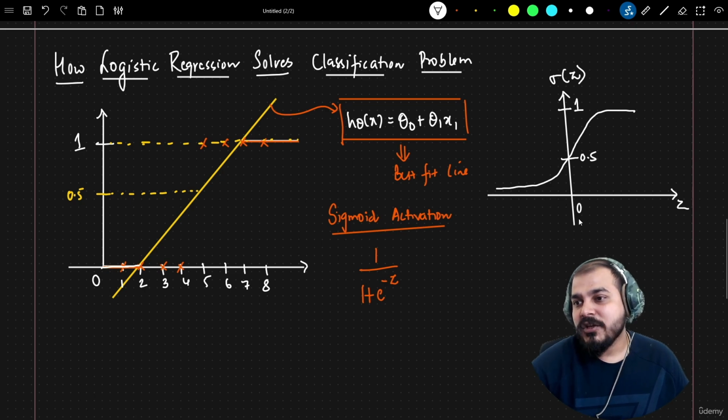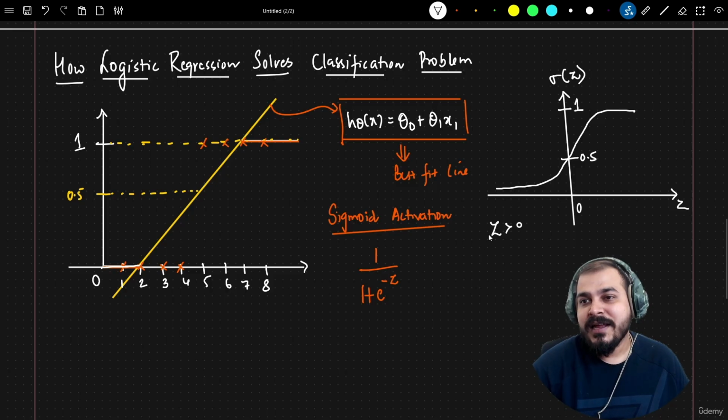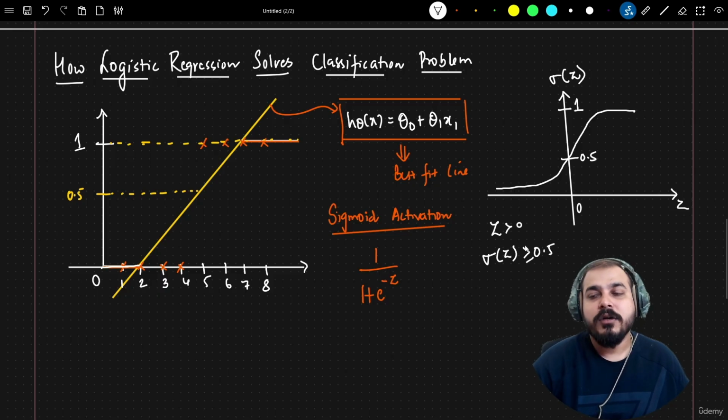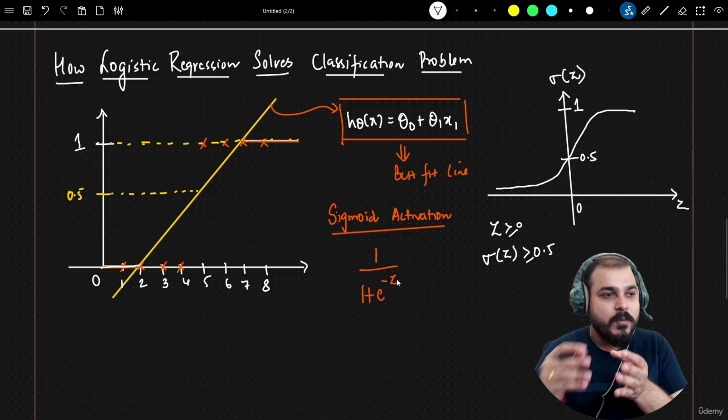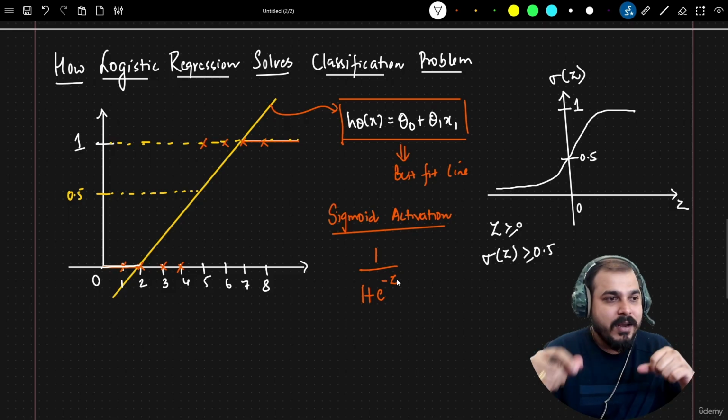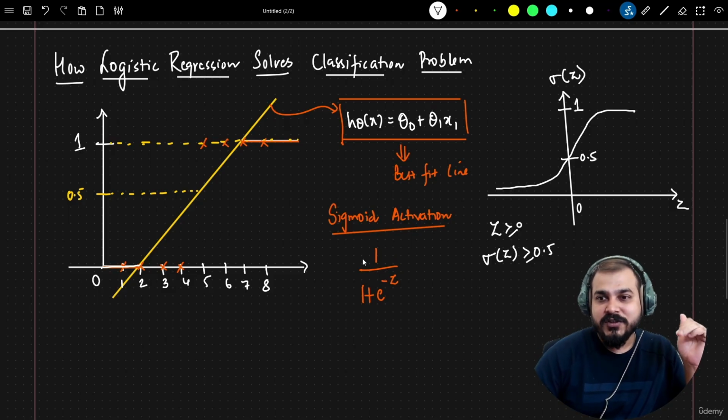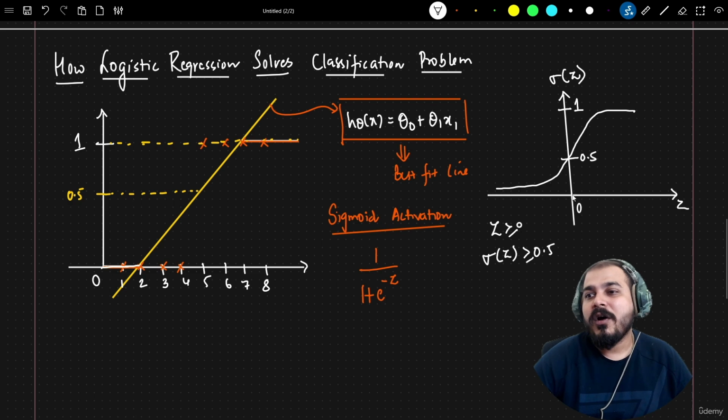That basically means whenever your z value is greater than 0, your sigmoid of z is always greater than or equal to 0.5. At any instance, whatever z value you select, you can go and Google and ask to draw the curve of this specific equation, which is called a sigmoid curve. This sigmoid curve will always give this, and irrespective of any z value, negative or positive, your values will always range between 0 and 1.